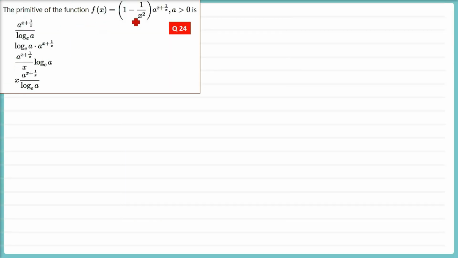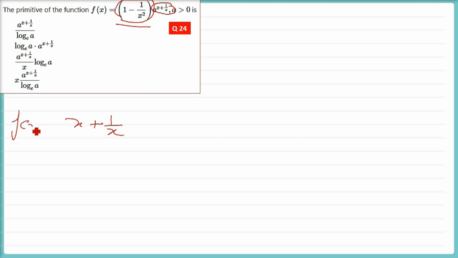The primitive of the function f(x) equals (1 minus 1 by x square) a to the power (x plus 1 by x), when a is greater than 0, is. Alright. Now what is primitive? It's simply integration. What is the integral of this function? And from this question, we are self-aware that x plus 1 by x will give you what? We know that x plus 1 by x, if it is differentiated, 1 minus 1 by x square will be the result.